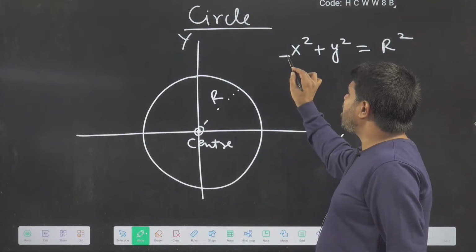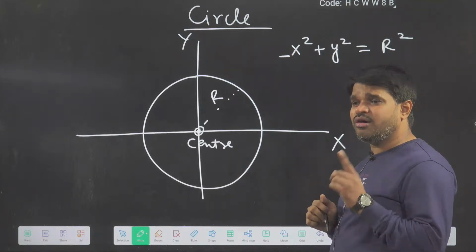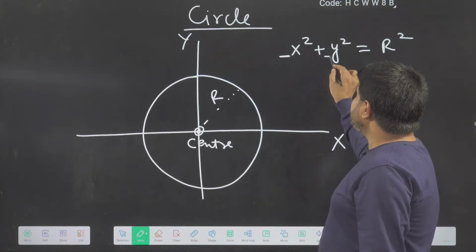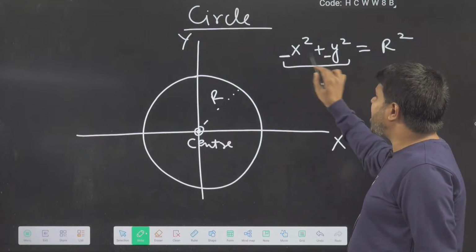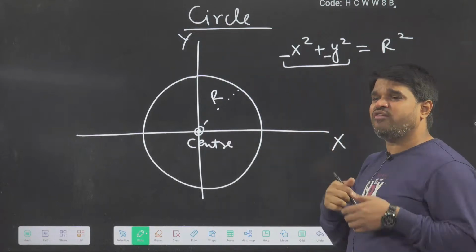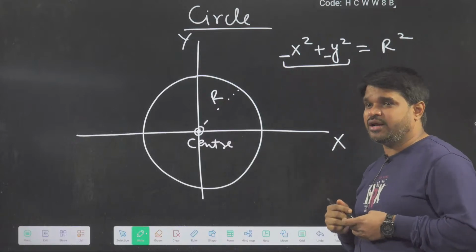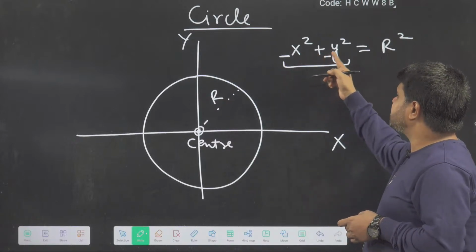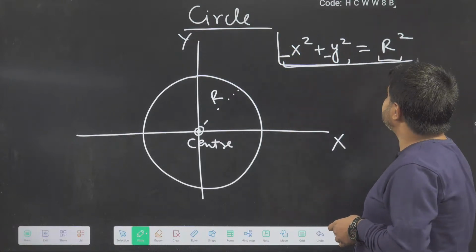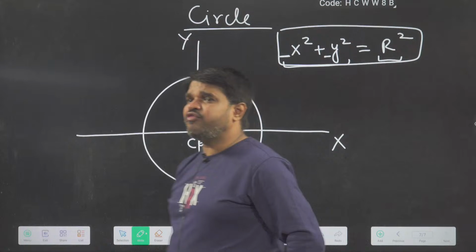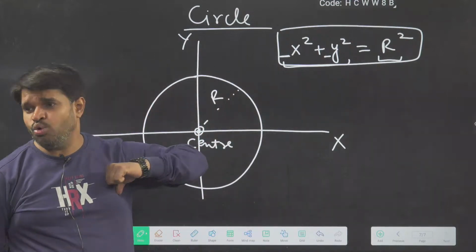Now remember a few basic things. What is the coefficient of x square here? 1. What is present with y square also? 1. So x square and y square must be on the same side of the equation, and the coefficient of both of them must be 1. So x square plus y square equals r square. This is the equation for a circle whose center is at the origin.